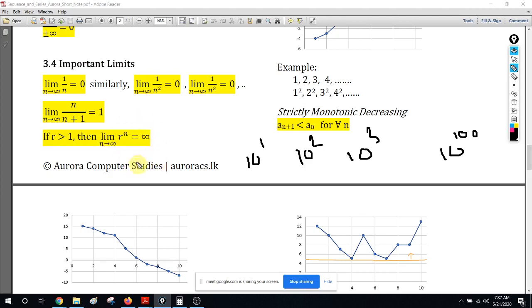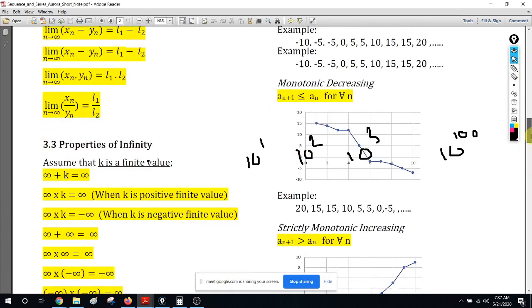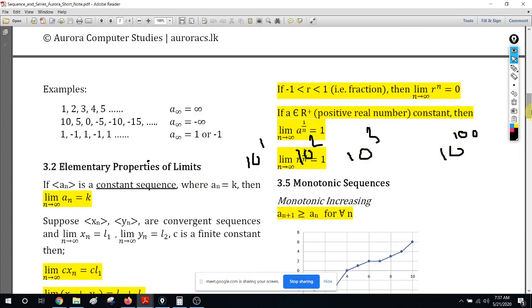Right? This is getting bigger and bigger. We say when things are getting bigger and bigger, we say it's infinity. Right? So that is common sense. When you see something like that, you can say that, okay, that is infinity. Perfect sense. Right. Next. If that value is a fraction, negative or positive, fraction means not a whole part, right? That is between minus 1 and plus 1. Then this is going to reach 0.